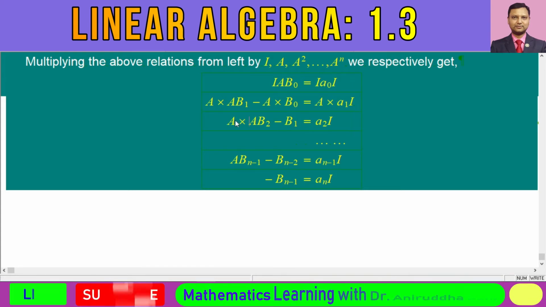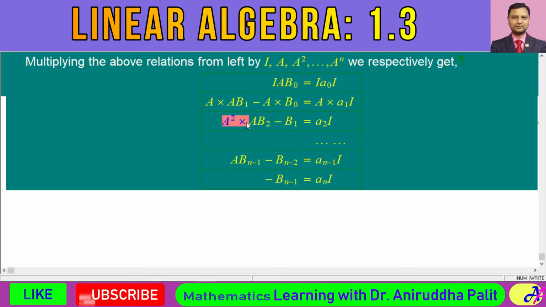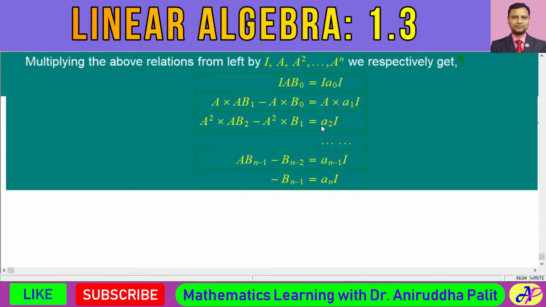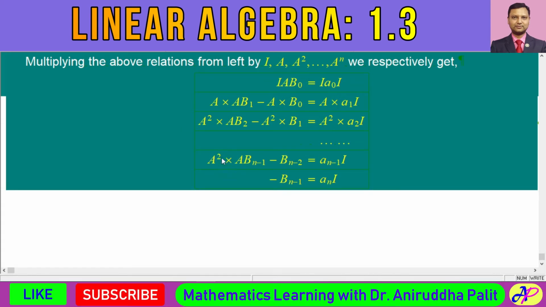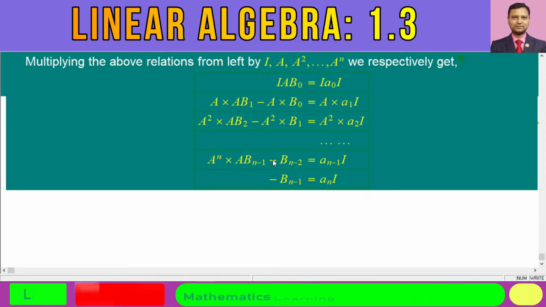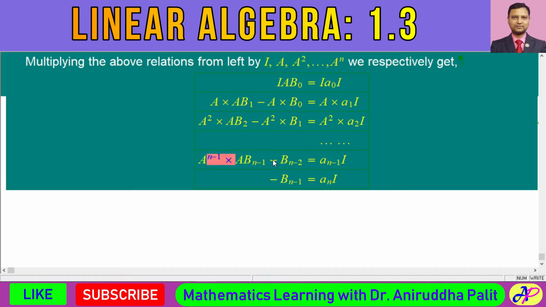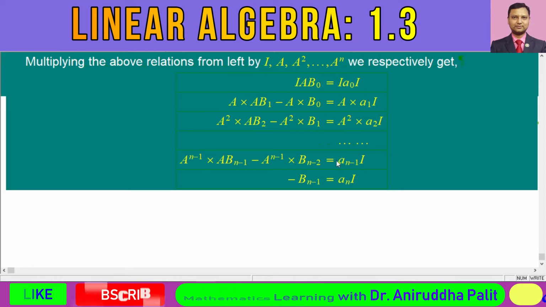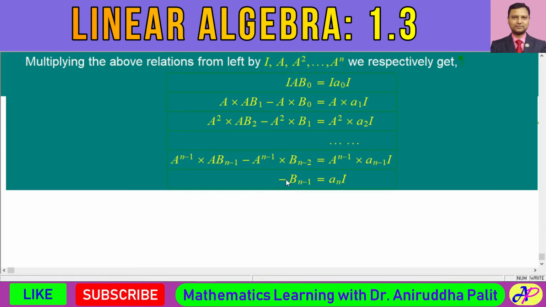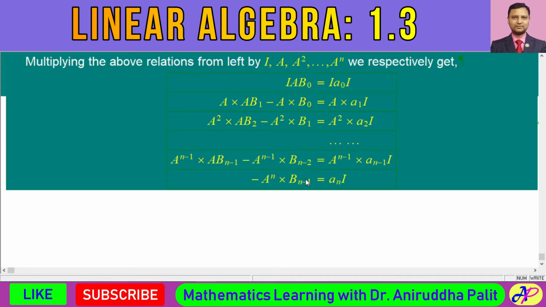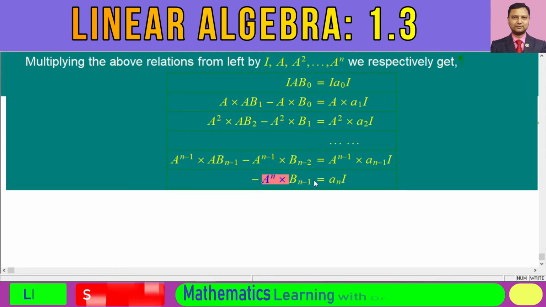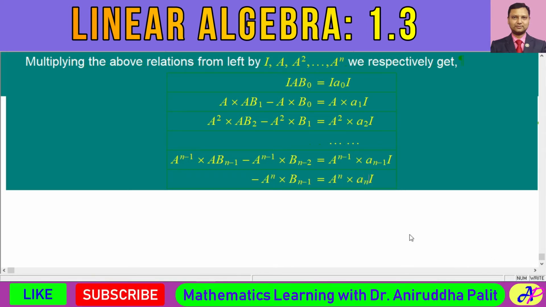Next one is multiplied by A square from left side. Got it? And similarly, this last one is multiplied by A to the power of n minus 1 from left side. And the last term is multiplied by A to the power of n from left side. Okay, so this is the expression.